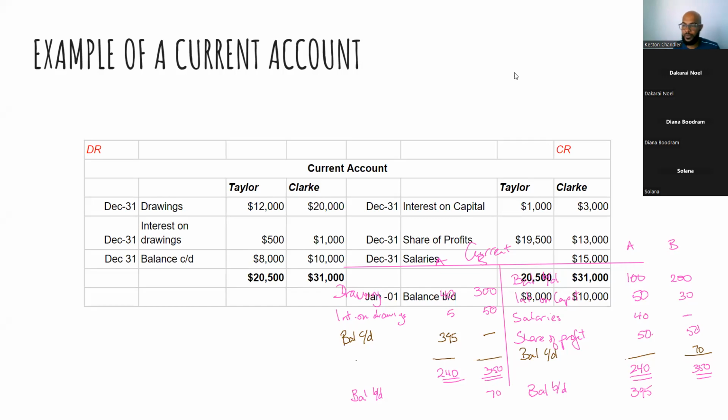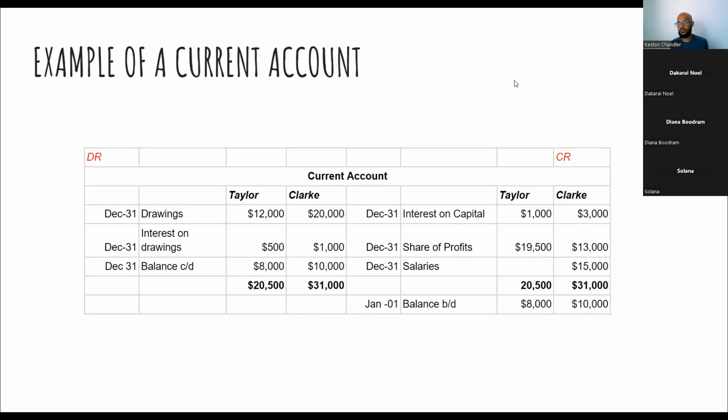Right, let's look at an example. Just like the one I did, except we don't have any balance brought down. Here, both partners have credit balances. How can I tell? By this.